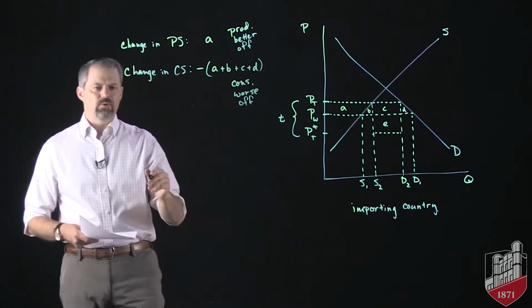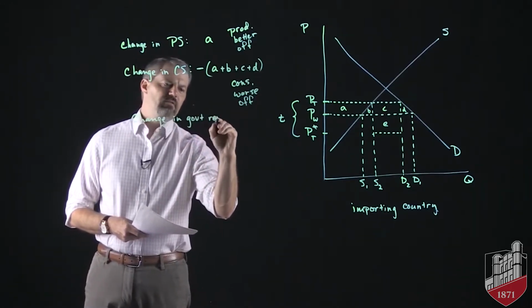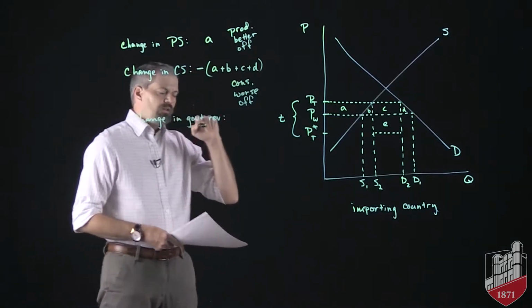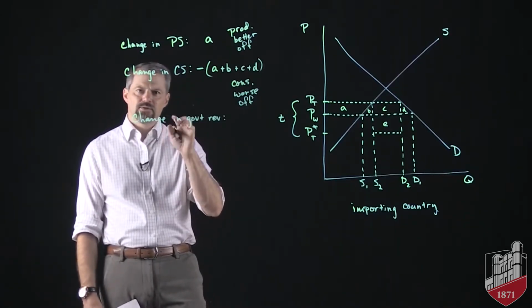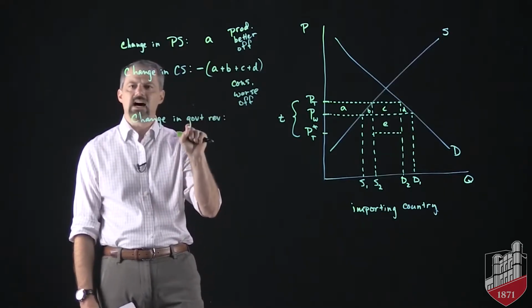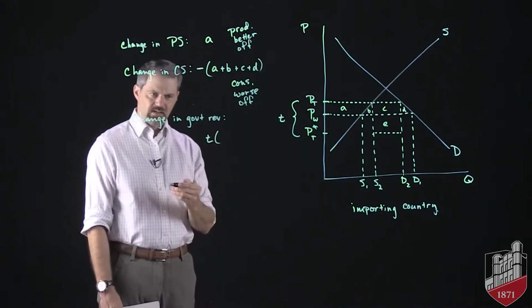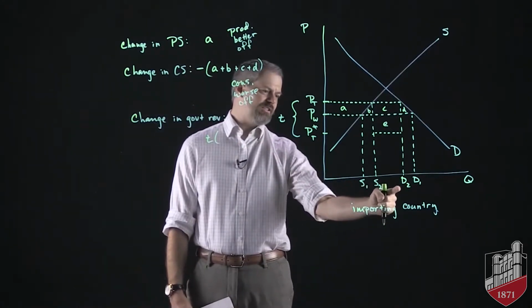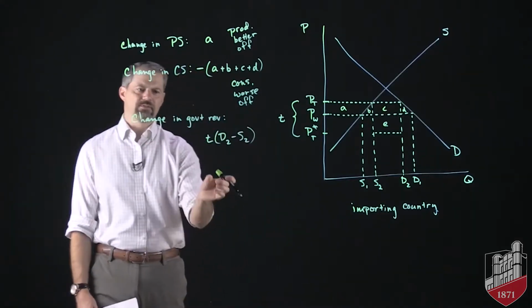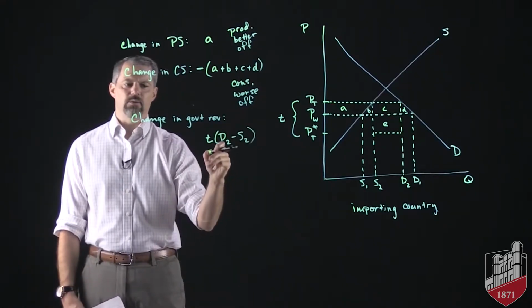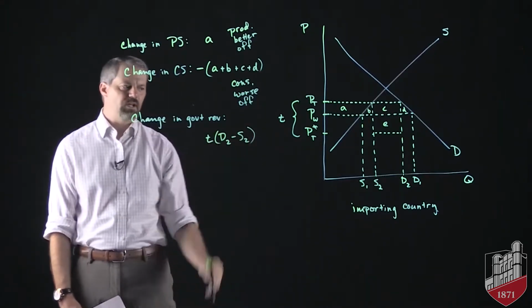If we look at the change in government revenue, the revenue that the government earns is going to be the tariff, which we're thinking about as a specific tariff, T dollars per unit. So it's going to be T dollars multiplied by the amount of imports with the tariff. Now with the tariff, the amount of imports is D2 minus S2. So for example, if 100 units were imported into the country and there was a $2 tariff, then the government revenue would be $200. $2 times 100.